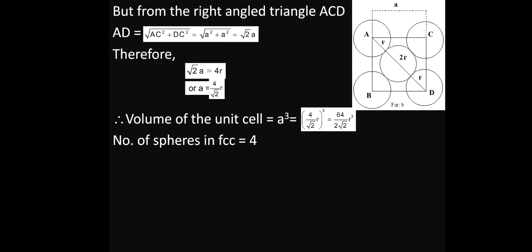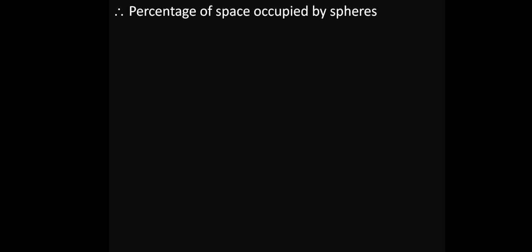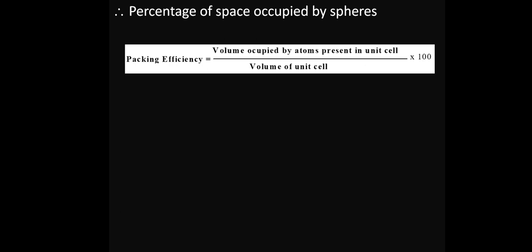The number of spheres in FCC, which we have just calculated, is 4. So the volume of 4 spheres will be 4 into 4 by 3 pi r cube. Now, let us put this value in the definition of packing fraction or packing efficiency, the percentage of space occupied by spheres. Packing efficiency is nothing but the volume occupied by atoms present in the unit cell divided by the volume of the unit cell.